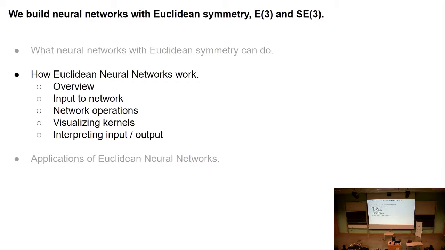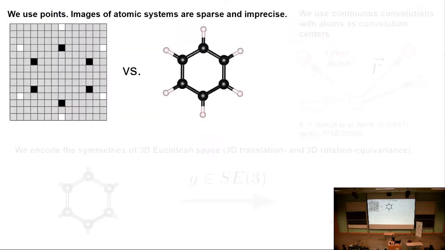Okay, so what's the magic sauce? How does this work? I'm going to give an overview. What are the inputs and outputs of this network? What are the operations? What do the filters look like? And then a deeper dive into what these inputs and outputs really mean.